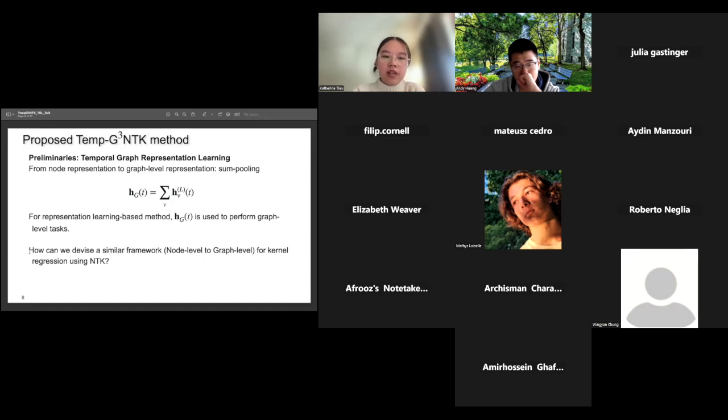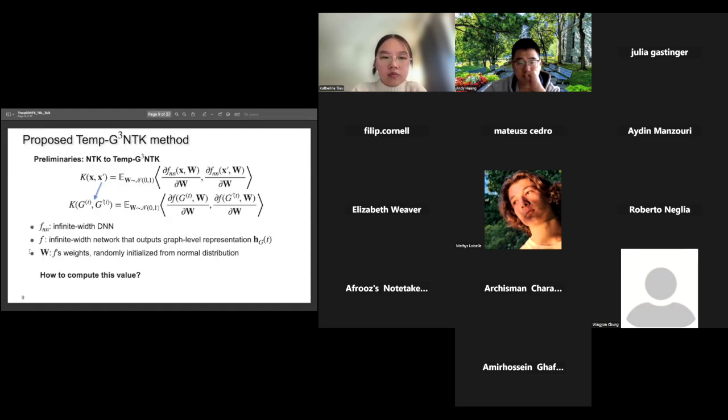So now, given the graph level representation, how could we devise a similar framework, from node level to graph level, using NTK and then kernel regression later on? So what is NTK? This is the definition of NTK, which is the dot product of the infinite width neural network that processes some vector input.